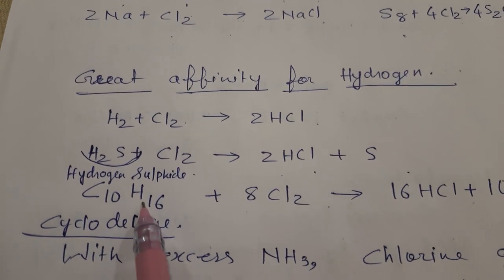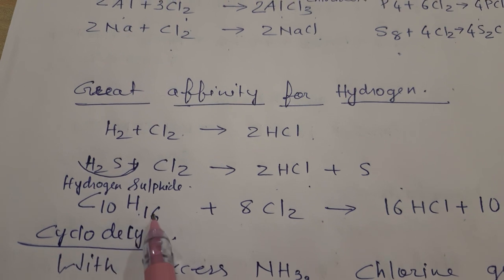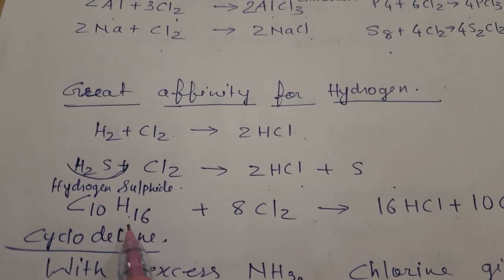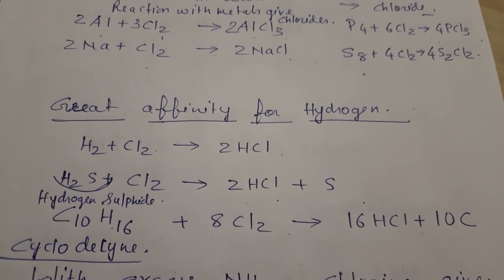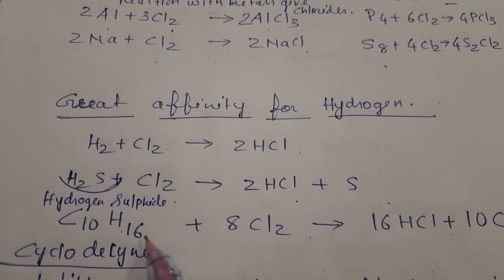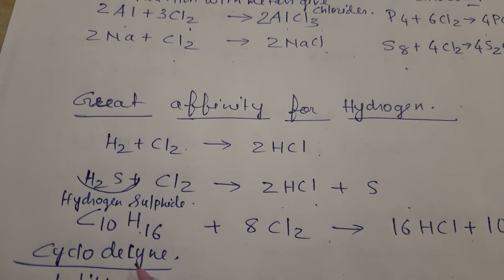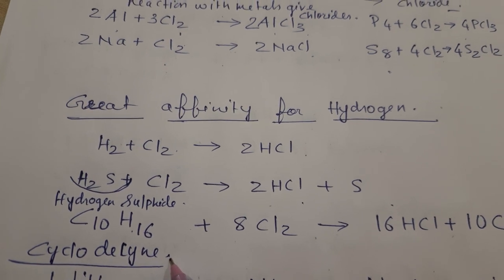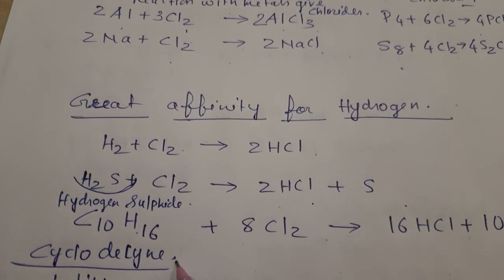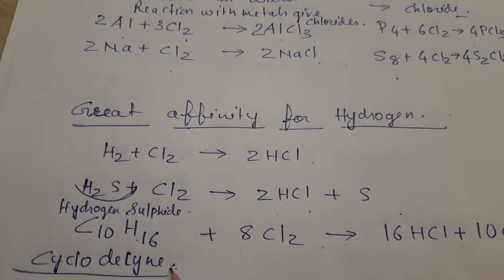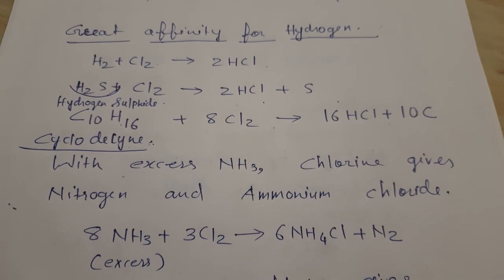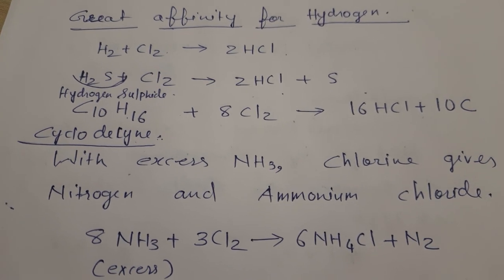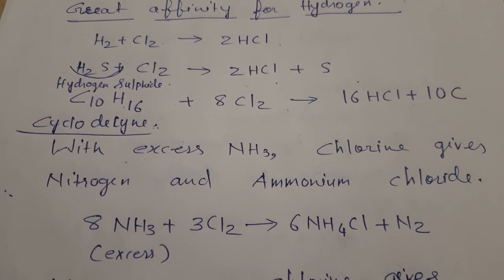ये cyclic compound है. This compound is a cyclic compound. Alkyne is CnH2n minus 2, and if it is in cyclic form, then it is known as cyclic. Cyclic में और minus 2 हो जाएगा. Okay, so it is of the alkyne series. Fine. Then comes excess of ammonia: chlorine gives nitrogen and ammonium chloride.